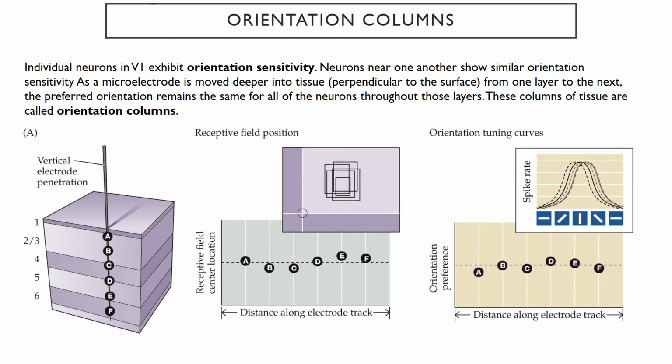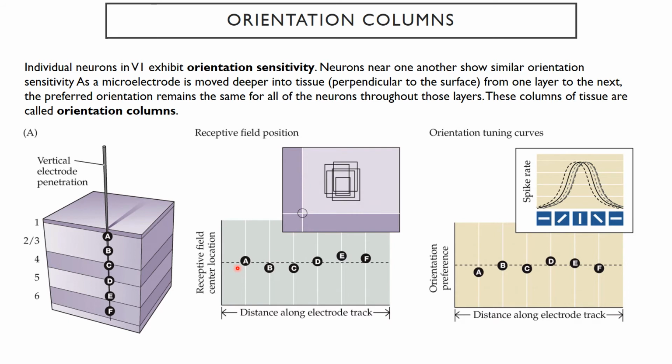Individual neurons in V1 exhibit what's called orientation selectivity, as we talked about. Neurons that are near one another within a column of cortex show very similar orientation selectivity. So if you take an electrode and you start recording from layer 1, 2, 3, 4, 5, and 6, and then you look to see what's the orientation selectivity of all those different neurons in the different layers of cortex, they all have a very similar orientation preference.